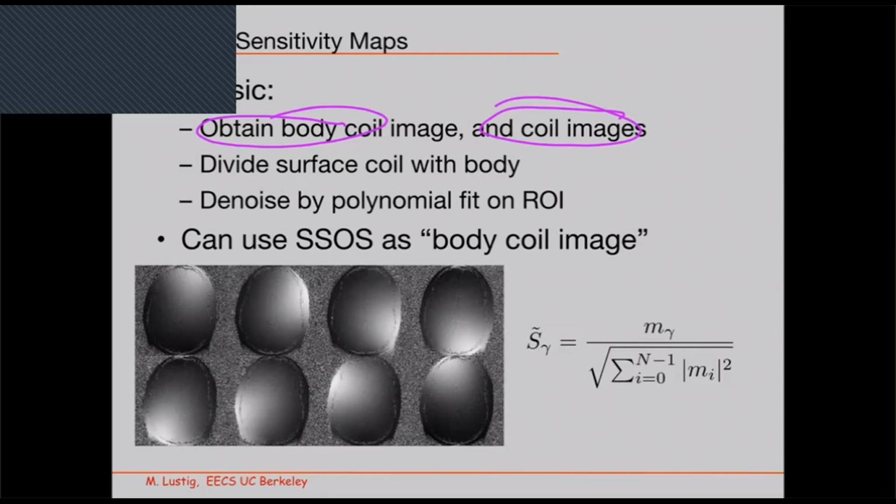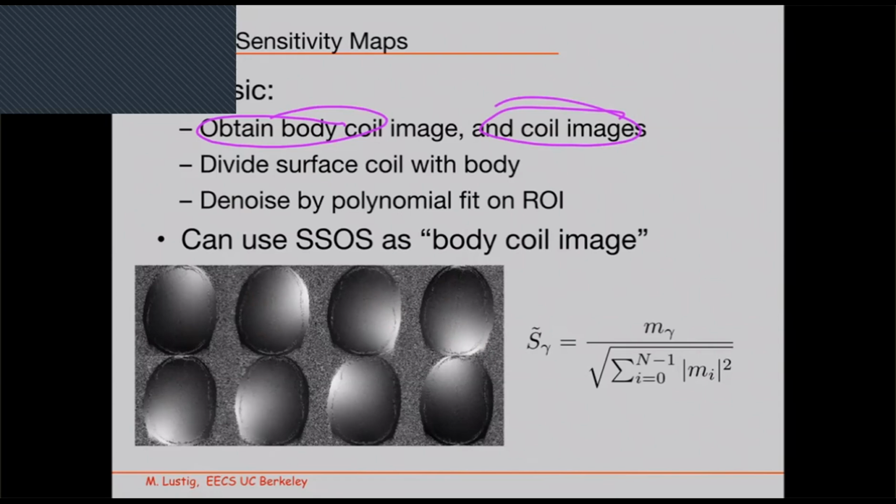You take the surface coil images and you divide them by the body image. What is left then is a noisy coil sensitivity map like that. Then you try to remove a lot of that noise by saying, this has to be smooth. So let's fit a high order polynomial to this smooth function. And now we've got ourselves our coil sensitivity.